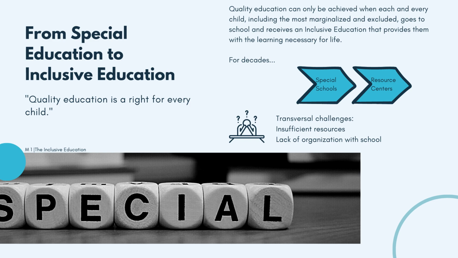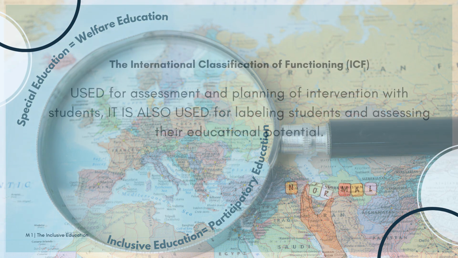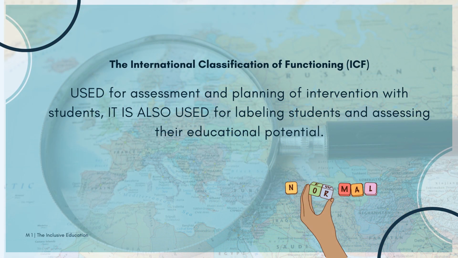So, for decades, it was felt necessary to evolve from the concept of special education to the concept of inclusive education. In practically all European countries, the area of special and inclusive education has undergone rapid and profound changes that have altered the nature of an area that for many years was associated with a welfare perspective. As we have seen, the international classification of functioning used for the assessment and planning of intervention with students is still used to label students and assess their educational potential, which invites us to reflect.